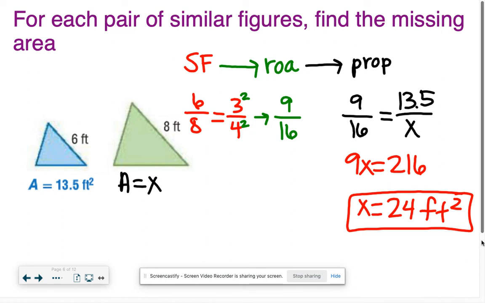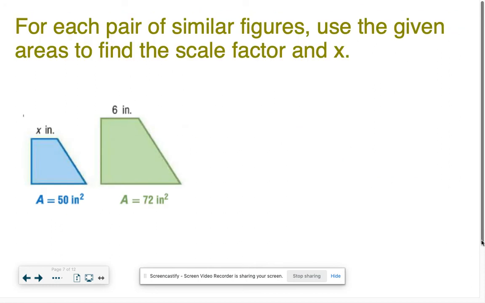All right, folks, now we're going to go backwards. We're going to try some examples where we're given the areas and we want to find the scale factor and the missing side length, okay? It's very similar. We just kind of switch up 2 of our steps, the order of them. So again, this time we are looking for the scale factor and the value of x.